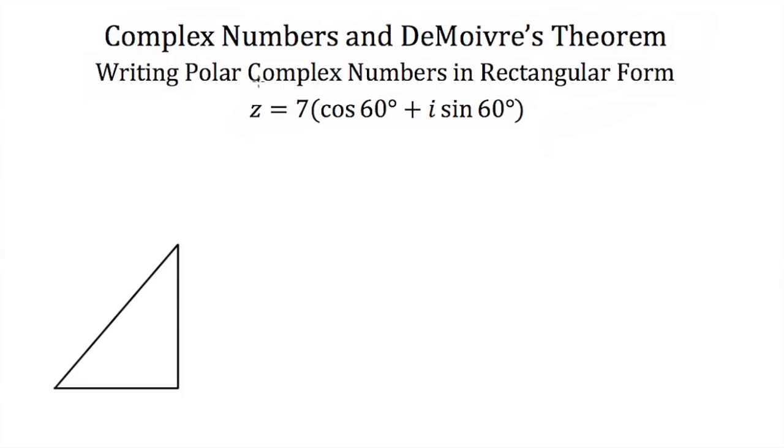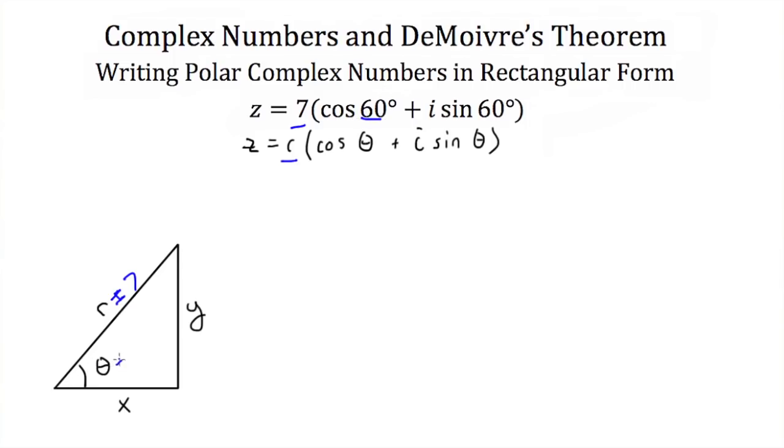Now, when we're written in polar complex form, z is equal to r times the cosine of theta plus i times the sine of theta. This distance is r and this angle is theta. This distance is y and this distance is x. Well, I have my r value. r is 7, so this is 7. And I have my theta value, that's 60, so this is 60 degrees.